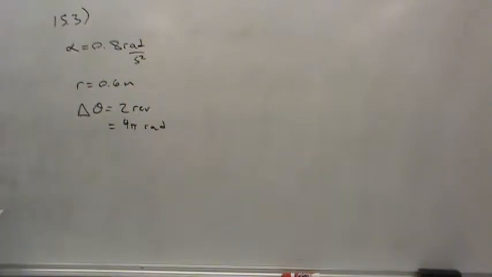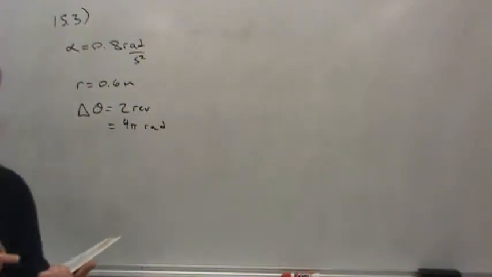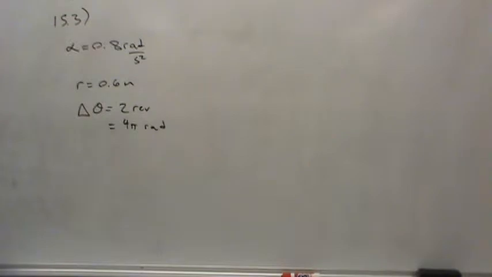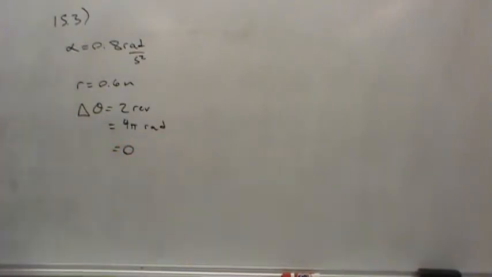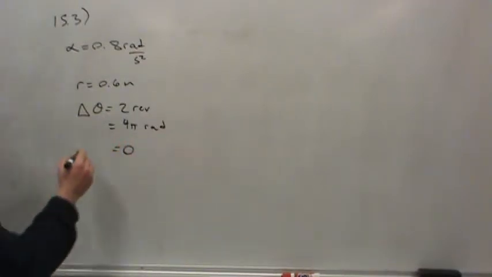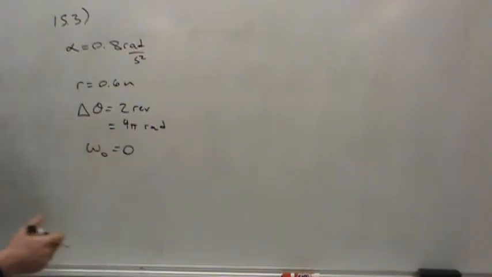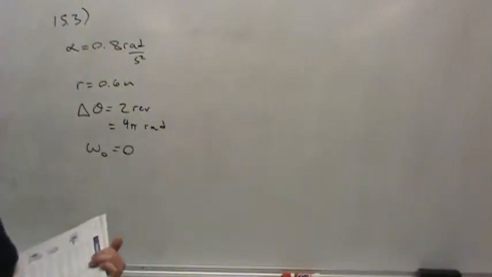Now, they told us something very important. They said that it starts from rest. How should I write down starting from rest? What should I use? 0. Okay, what is 0? What symbol do I attach to this? Omega naught. The initial angular speed is 0. Good. Now we're supposed to find the magnitude of the acceleration of point P.